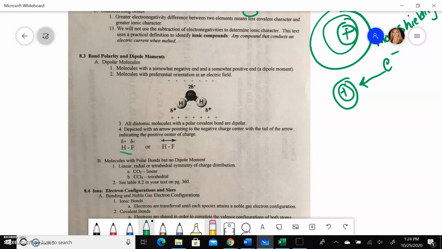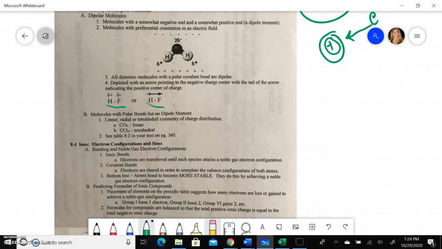There's a couple of different ways to show it. You can show it with the partial charges like right here. Sometimes they do an arrow like this one where you have the plus sign on the one that's more positive, and then they draw the arrow towards the one that's attracting electrons better. These are some examples. Let me just show you an example of carbon dioxide.